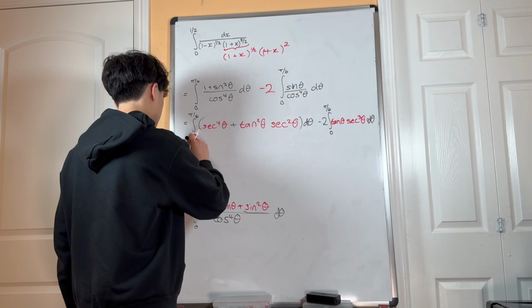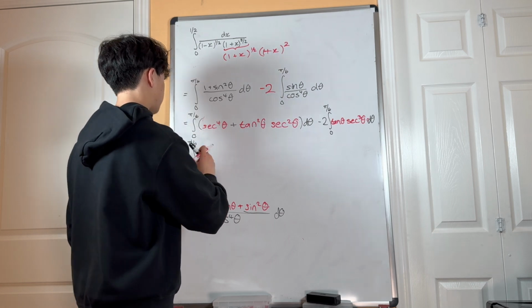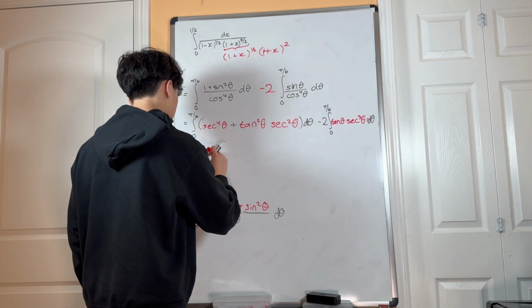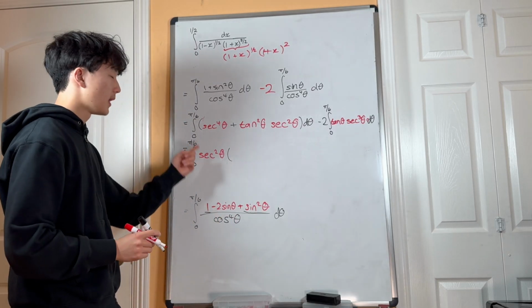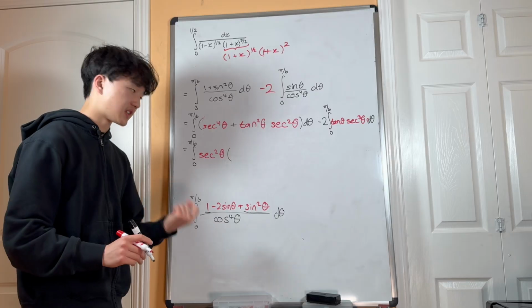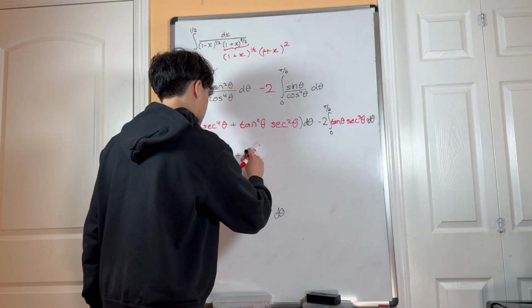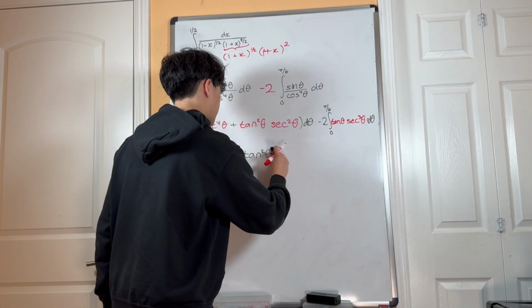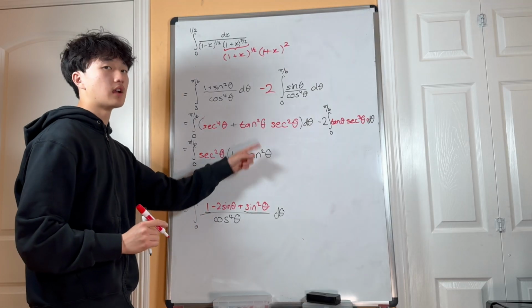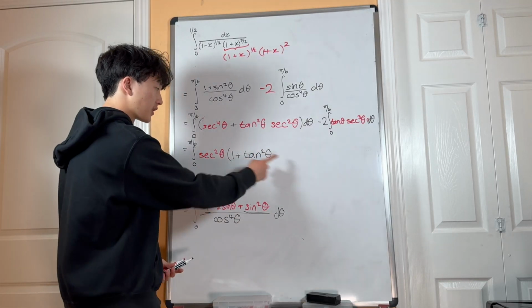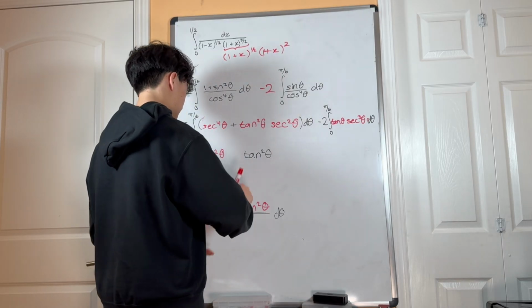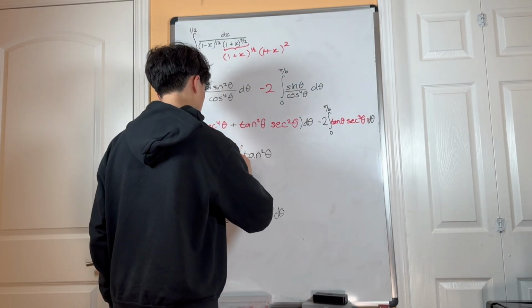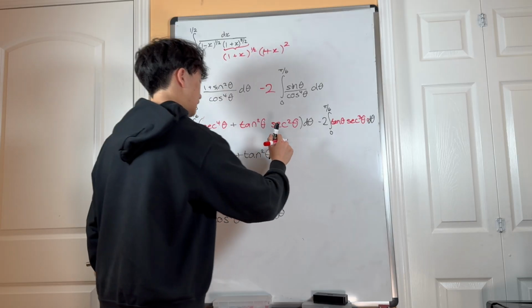We get 0 to pi over 6. Secant squared gets factored out. And in here, you're left with secant squared. But you can rewrite secant squared in terms of tangent as 1 plus tangent squared. Okay. And then the remaining term, you're left with another plus tangent squared. So I'm going to combine that with this, and then just put a 2 in front. You get 1 plus tangent theta, d theta.